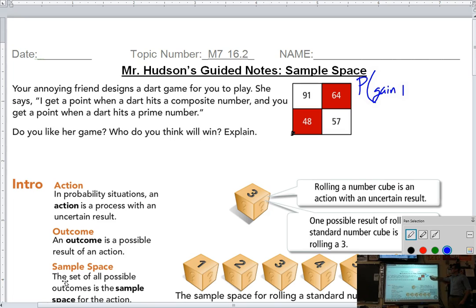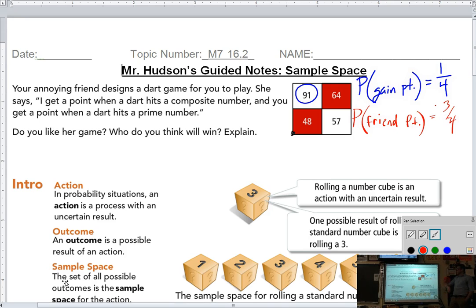What's the probability that you gain a point? It's like 25%. It's 1/4, right? Because only the prime number gains you a point. What is the probability that your friend gets a point? Yeah, 3/4. So, based on your understanding of probability, who do you think will win? Your friend.